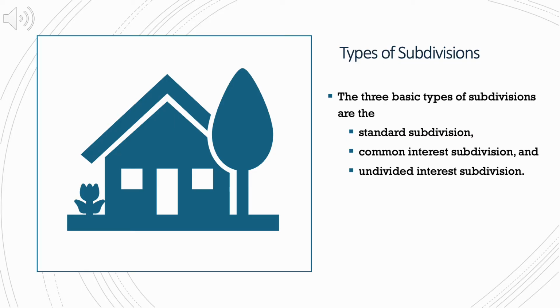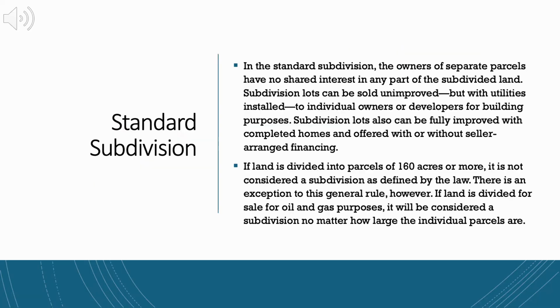Types of subdivisions. The 3 basic types of subdivisions are the standard subdivision, common interest subdivision, and undivided interest subdivision. Standard subdivision.